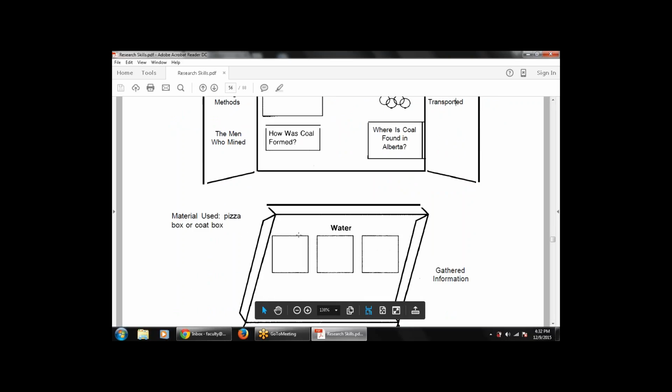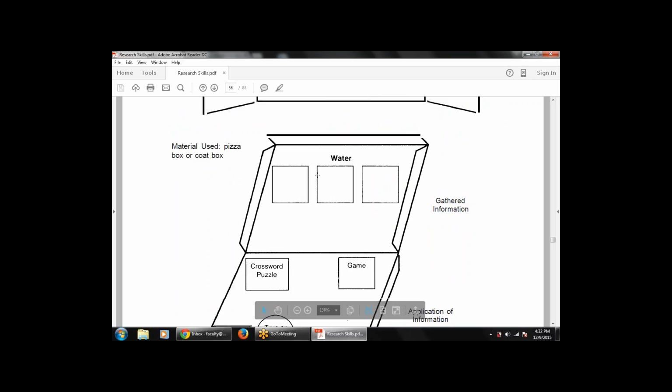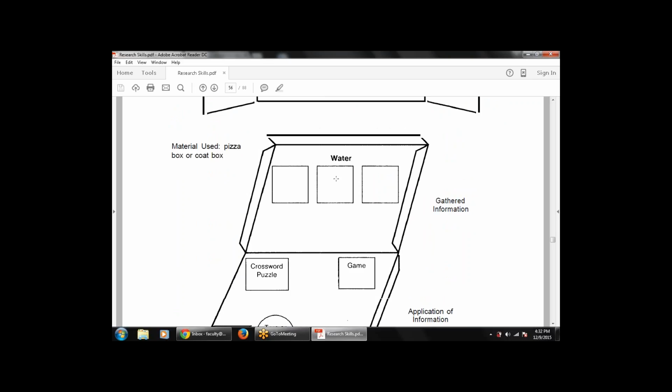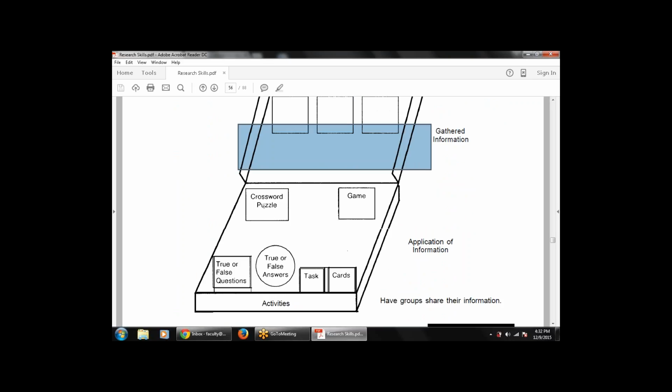So what's the material used in this one? That is a pizza box or a code box. Whatever box you're using, that box will be used for displaying the boards. That is a pizza board or the code box. So this is the pizza board, or we can say the code box, whatever box we are using.